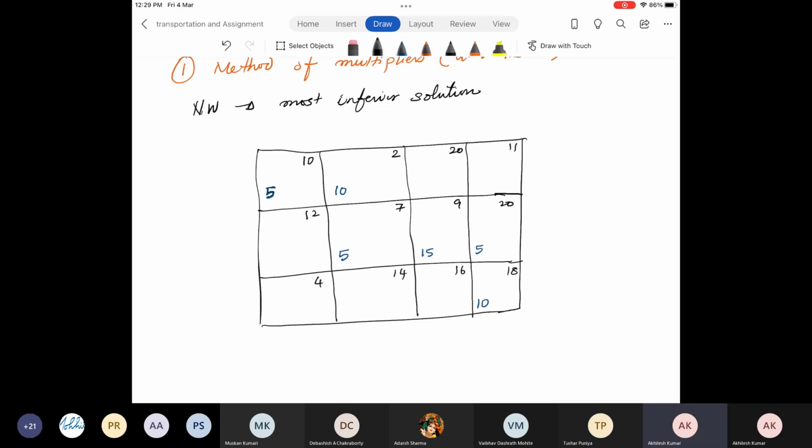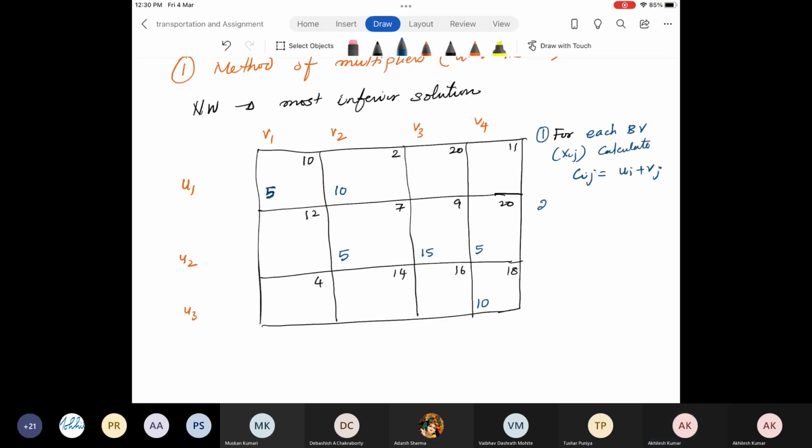Some of the steps I'm writing here for you to remember. Before that, you assign U1, U2, U3, so U's for your rows and V's for your columns: V1, V2, V3 and V4. For each basic variable Xij, calculate Cij equals Ui plus Vj.